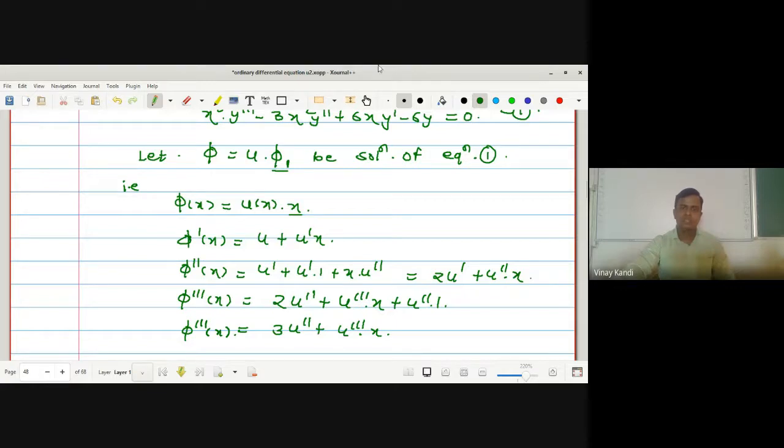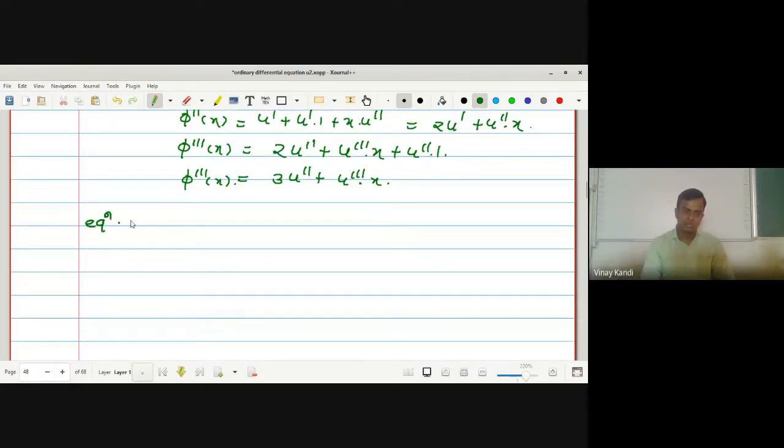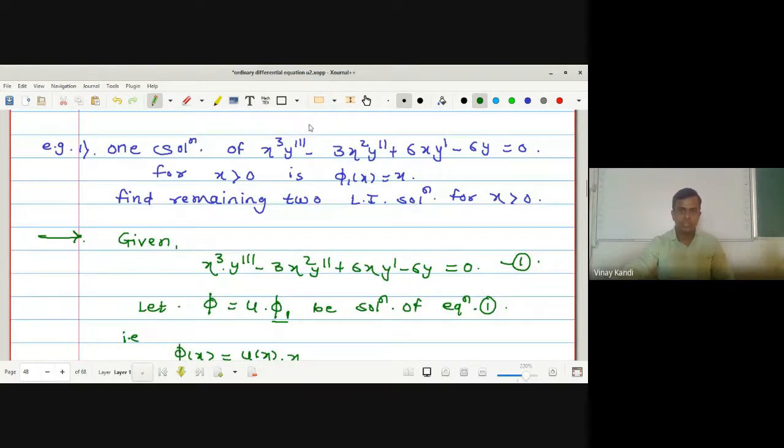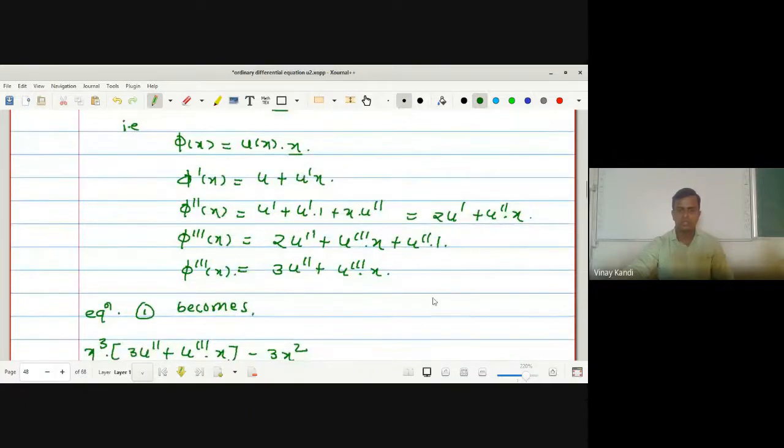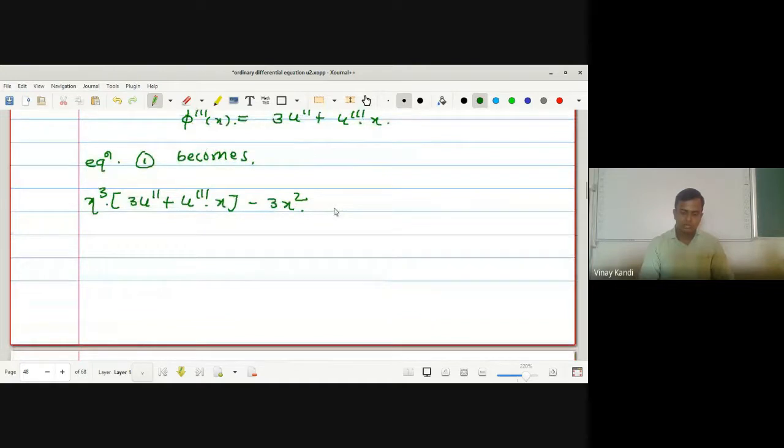Now putting all the values in equation 1. So equation 1 becomes x cube into phi triple dash, that means 3u double dash plus u triple dash into x, minus 3x square into 2u dash plus u double dash of x, plus 6x into u plus u dash of x, minus 6x into u equals 0. Solve this one.